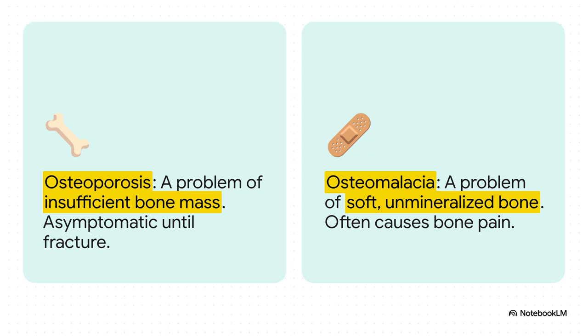And here is a really important differential diagnosis to keep in your back pocket. Osteomalacia. They sound kind of similar, but they're completely different problems. Osteoporosis is a problem of not enough bone. Osteomalacia, on the other hand, is a problem of soft bone because it's not mineralizing properly. This is usually from a really severe vitamin D deficiency, and the treatment is totally different.